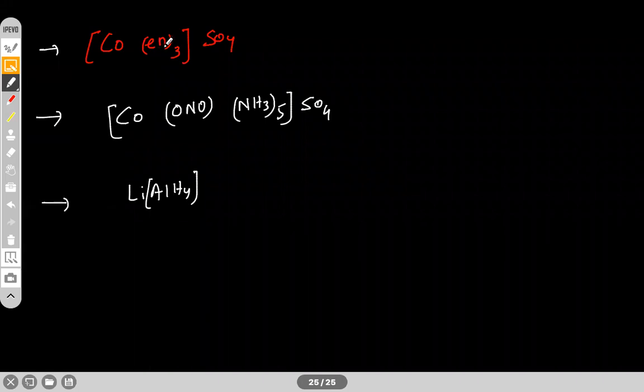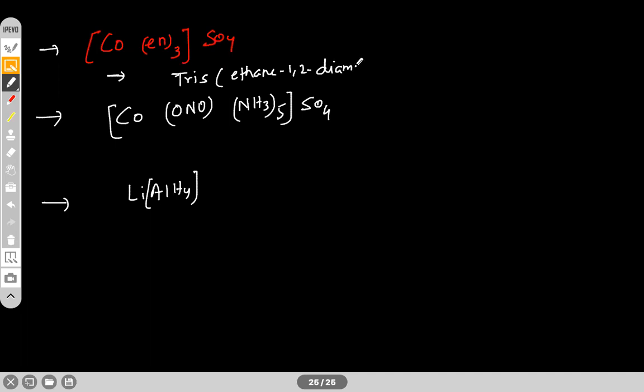The name of this ligand is ethylene diamine, right? So for this three, we'll write down tris. We don't write tri here because the name itself contains the di term. So we don't write tri, we'll write tris. Open bracket, ethane 1,2 diamine with a single M, cobalt. What is the oxidation state of cobalt here? It is 2, then space and sulfate.